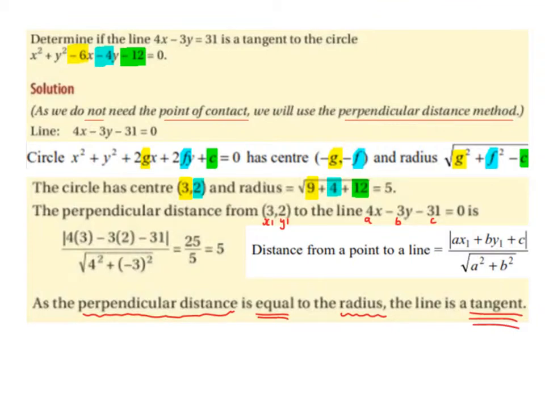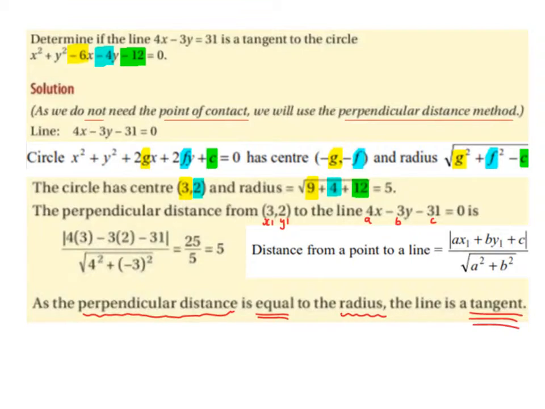Now we know that in order to get the centre, we take that g and we change the sign. So minus 3 becomes positive 3. So the circle has a centre of 3 something. So the x value is 3.